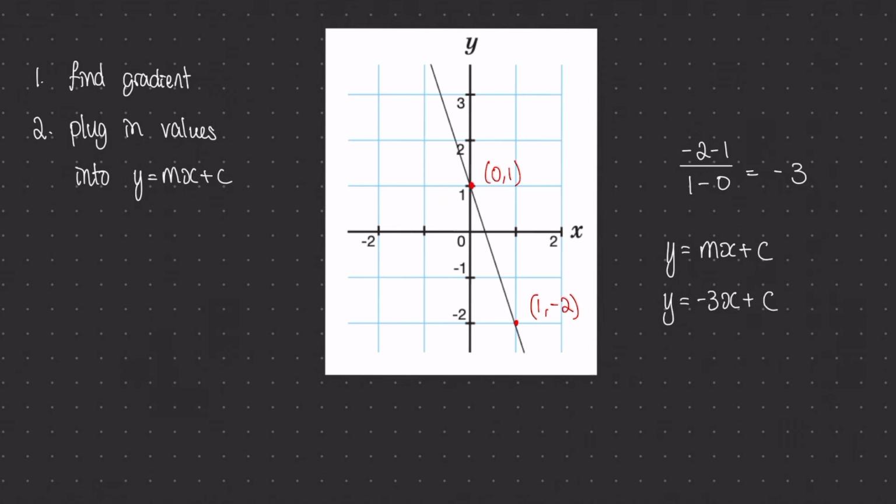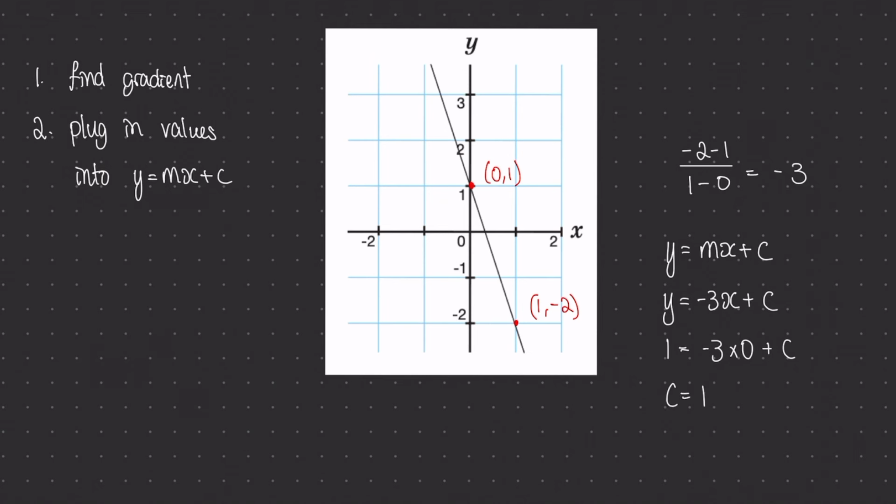And to work out what + c would be for this particular line, I can now plug in a coordinate that I know lies on it. So I'm going to pick (1, -2), or I could pick (0, 1). In fact, that would be easier here. So the y value is 1, that equals -3 times 0 + c. So c for this line equals 1.